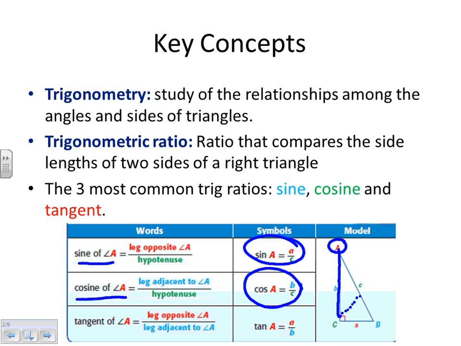And then finally, we've got our last trig ratio, which is the tangent. And the tangent is just simply opposite over adjacent. So we're still looking at this angle A here. And opposite is A, and adjacent, the one right next to it, is B. So tangent of A is A over B. And those are our three most common trig ratios.